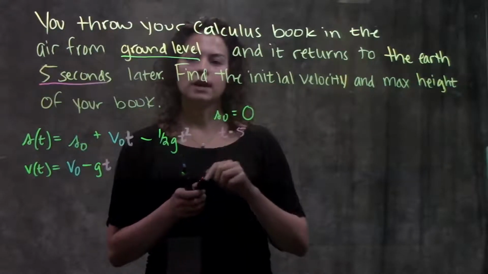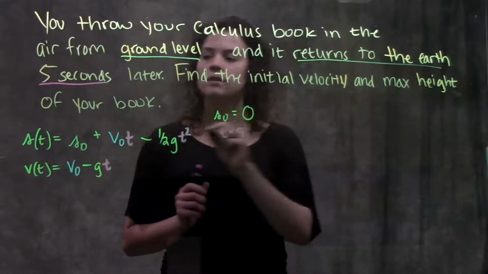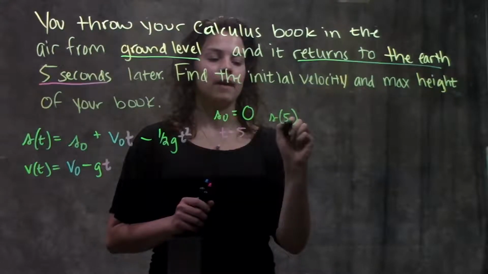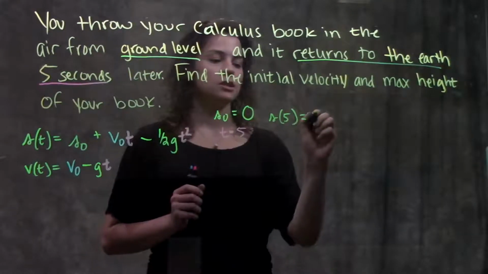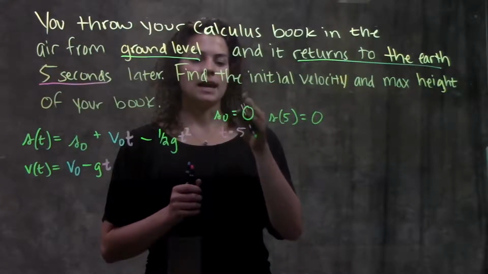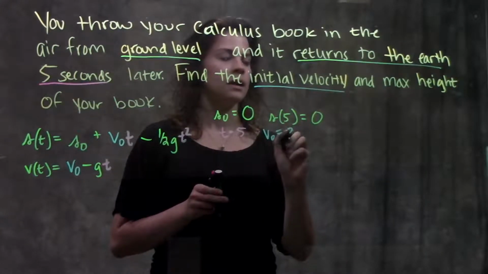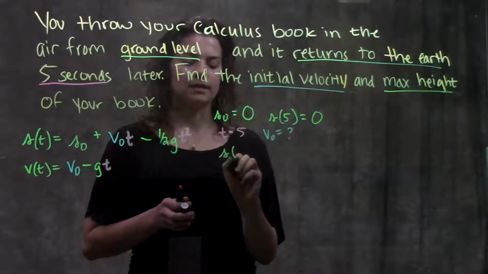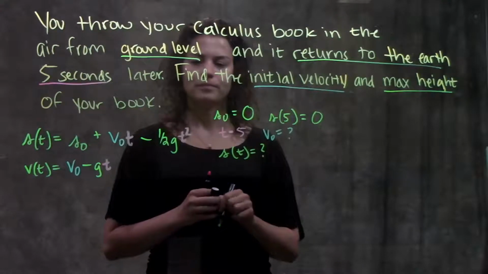And actually, this also tells us another value. Since it's saying that it returns to the earth after 5 seconds, that means that if we were to plug 5 in for t in this function, our position would also be 0 since it returned to the earth. And it's asking for the initial velocity, which is v0, and the maximum height. So I'll write that as s of t, our maximum height at some time t.